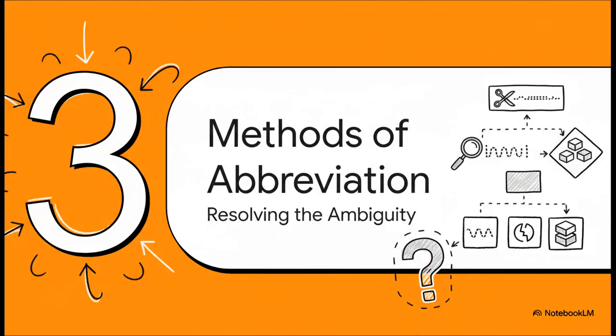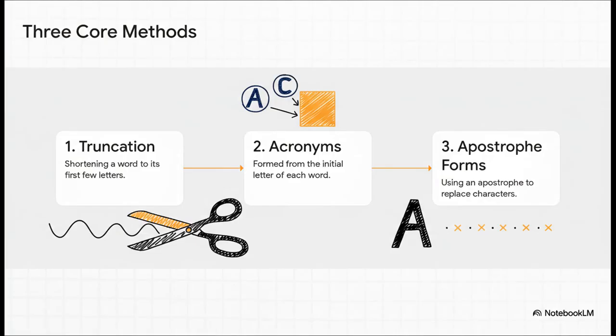In Section 3, we will resolve this ambiguity. We'll do this by systematically breaking down the distinct methods of abbreviation. This section is the core of our analysis. Grammatically, the act of abbreviating falls into 3 core methods: truncation, the creation of acronyms, and the use of apostrophe forms. Let's now break down each one.